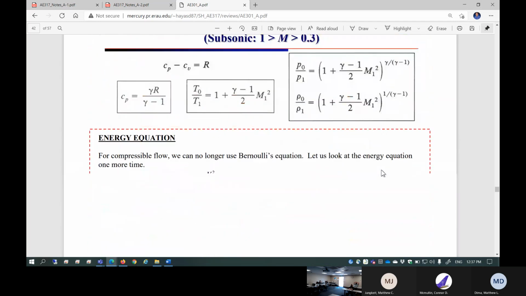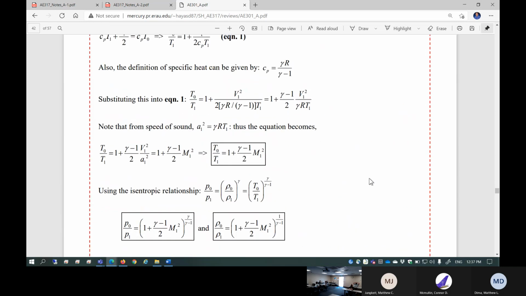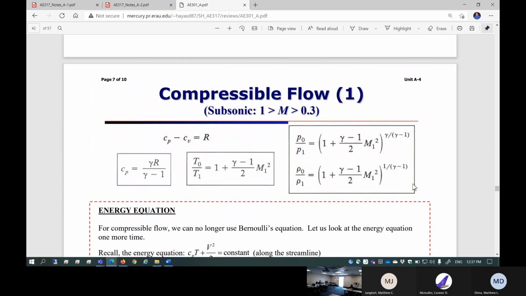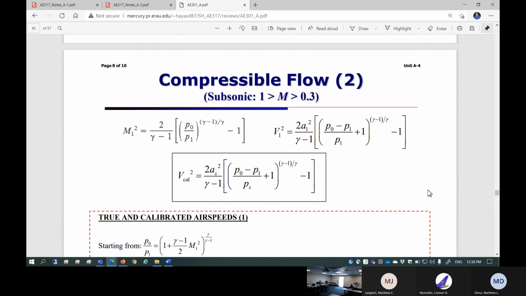Somebody said energy equation. Yeah, that's right. Here we go. So this is the airspeed equation for more than 0.3 Mach number. How did you get this? Instead of Bernoulli's equation, you use a different equation. What is it? This is the equation, something called the isentropic flow relationship energy equation. Then you pick up that equation, and you come up with the airspeed equation for more than 0.3 Mach number.